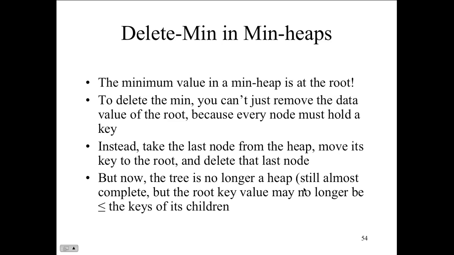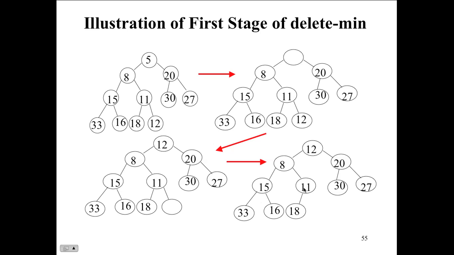So if you don't have a heap, you have an almost complete tree, but the root value is no longer less than or equal to the keys of the children, then you rebuild the heap. So here's the case here. In this tree we want to remove the minimum. Minimum is 5. If we take 5 off, we have to move an item up there. We're going to move one of the children items, 12. We put 12 on the top now. Now we've got to reorder it essentially. Otherwise, we're going to end up with an unbalanced heap essentially.